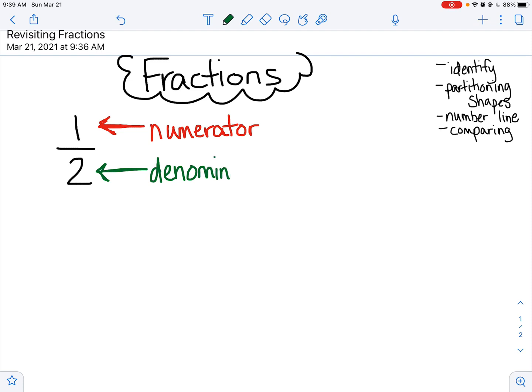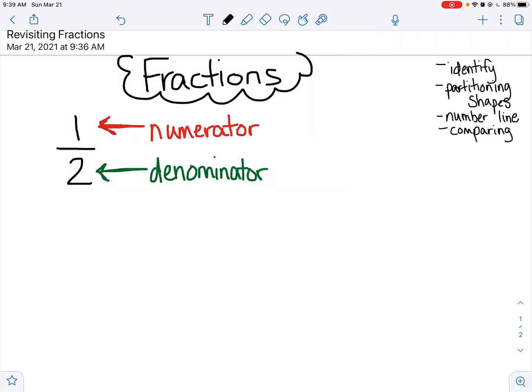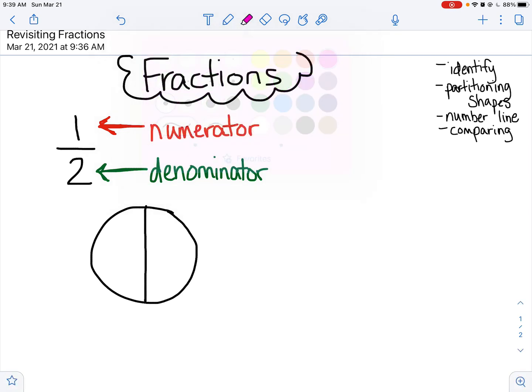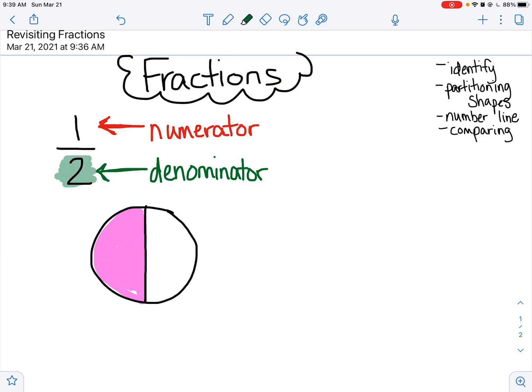Okay, and just a quick reminder, the denominator tells you how many equal parts something is broken into. So if I look at a circle, the denominator in 1/2 is telling me to split my circle into 2 equal parts. The numerator tells me how many of those parts I am working with. How many of those parts do I have, whatever the context is. So this would be 1/2 because I have one of the 2 equal parts shown. That's really key to remember. The denominator is how many total parts you have in a shape, in a fraction strip, on the number line. How many parts has the whole been broken into? How many parts in the whole? The numerator is how many of those parts are we talking about?